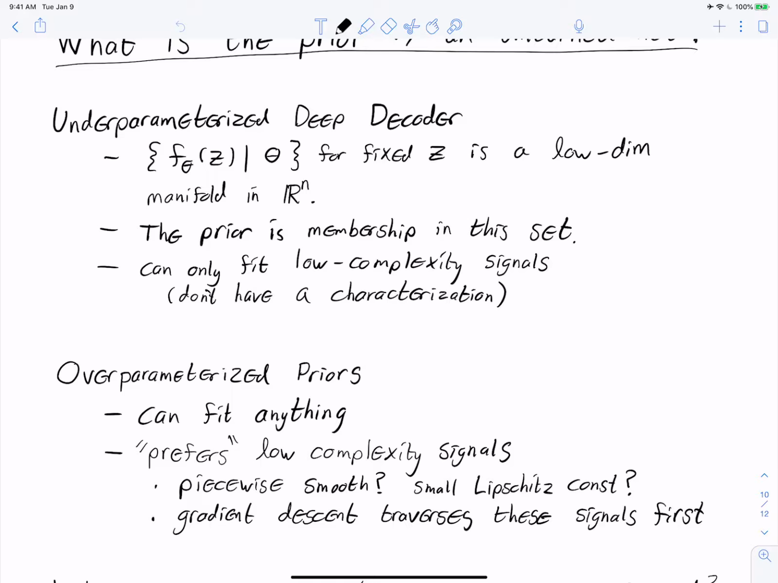So the key thing here is that gradient descent itself traverses these low complexity signals first, before it leaves that region in order to fit data that you have given it that is inconsistent with a low complexity signal. Right? So this answer is a bit unsatisfying for what is the nature of the prior of these unlearned methods. And this is something which, again, future work will hopefully resolve, and this would be an exciting development to the field.